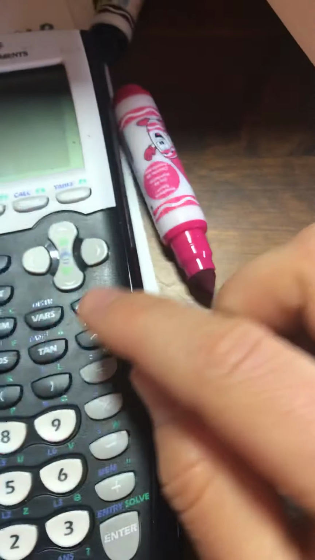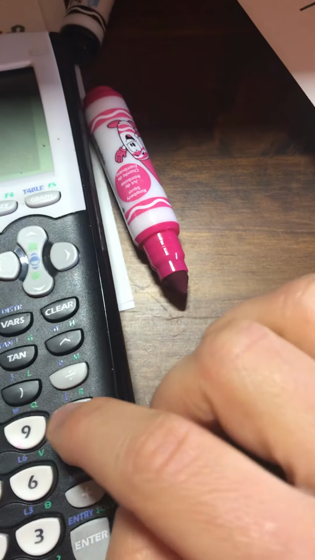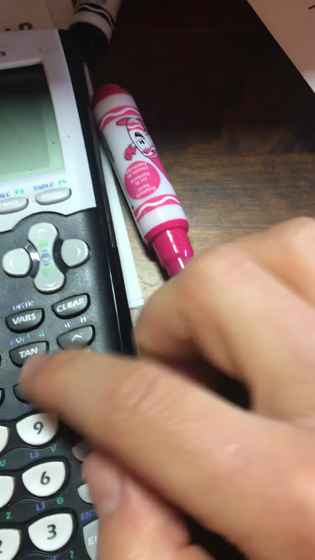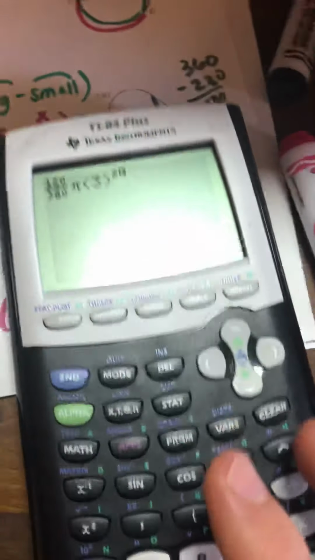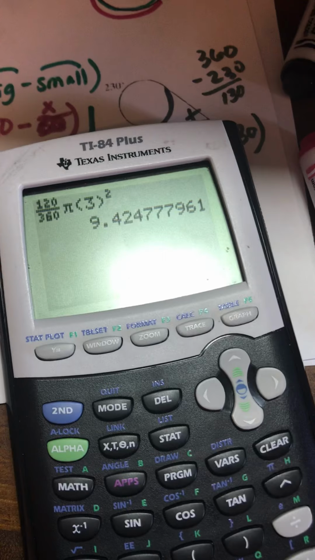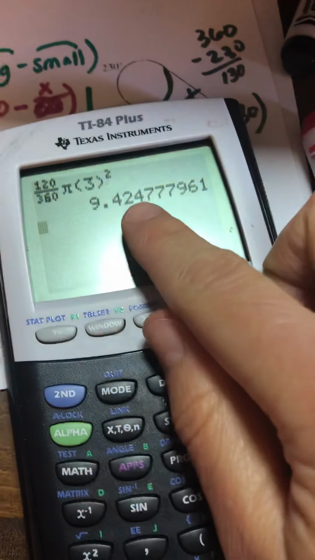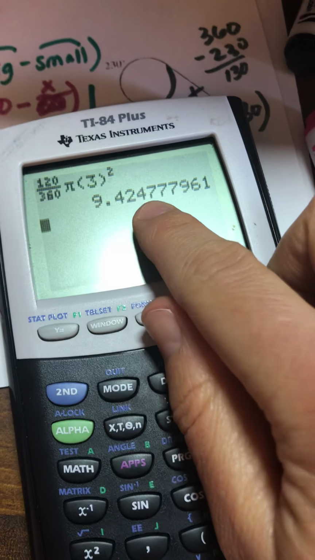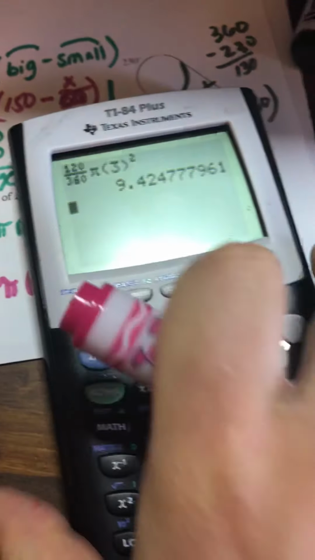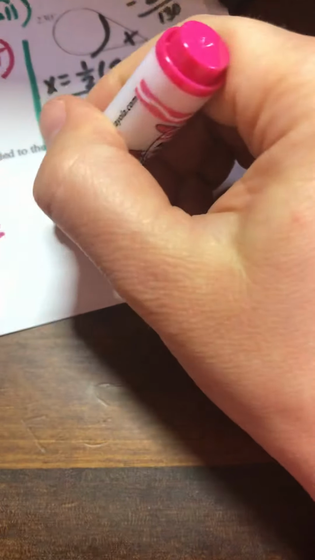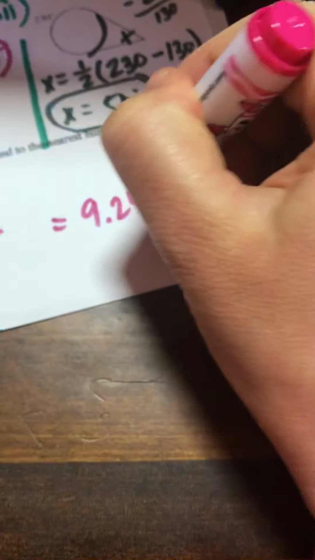And then second pi, and then I'm going to put in my 3 squared. When I do that, that's going to give me 9.424. So I want to do the hundredths place, so that's the 2. I look back, it's not going to push it up. Now that's to the tenths place. So 9.24.